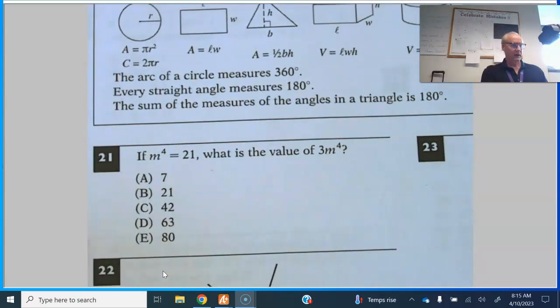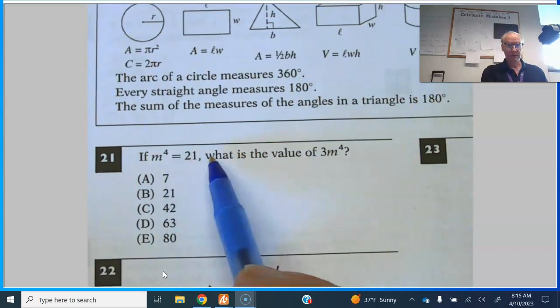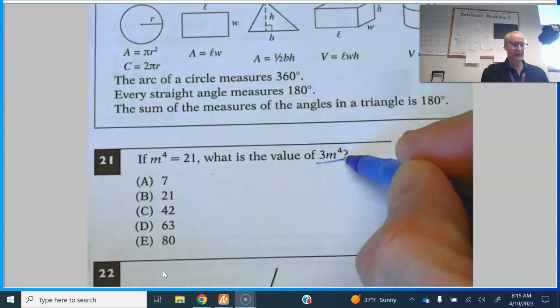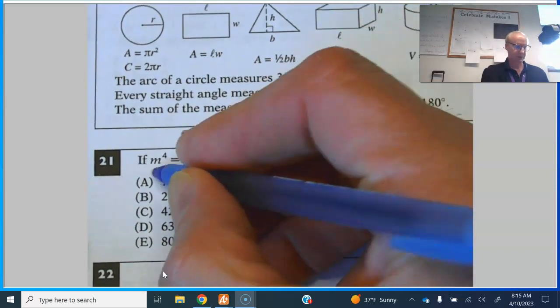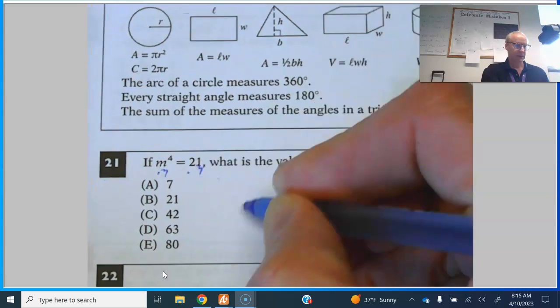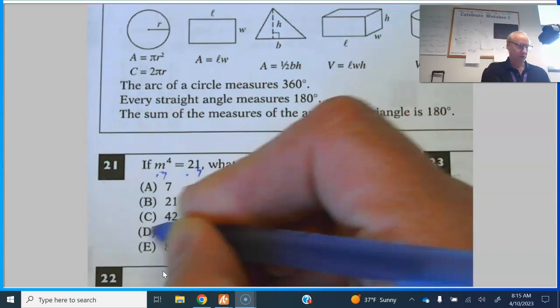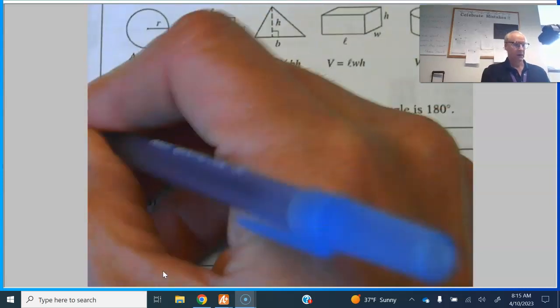It says m to the fourth equals 21. We don't solve for m. We want to know what is 3m to the fourth. So what you do is multiply by 3 and multiply by 3, and you get 3m to the fourth is equal to 63. Pretty easy problem.